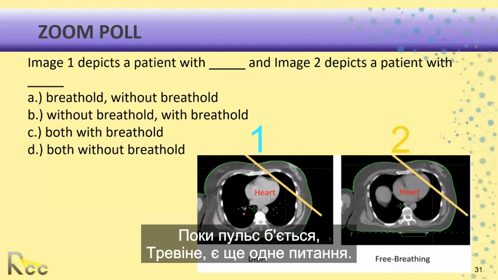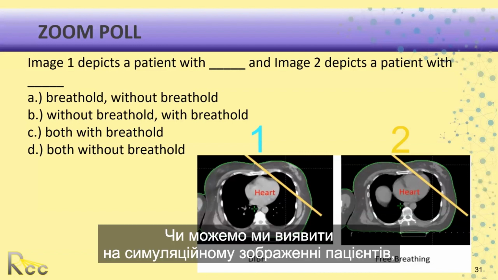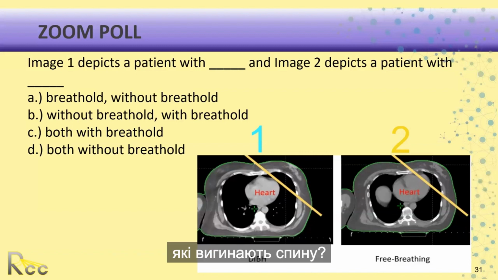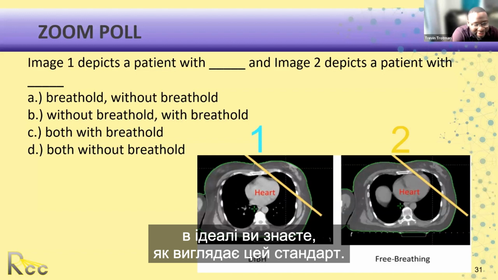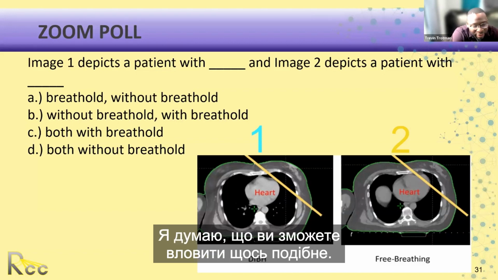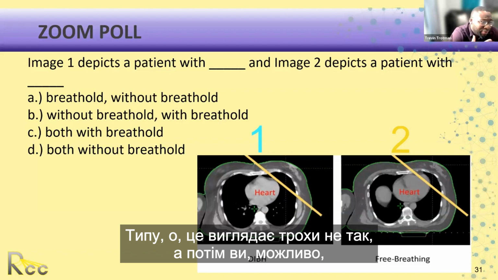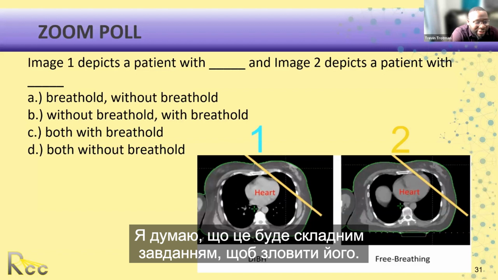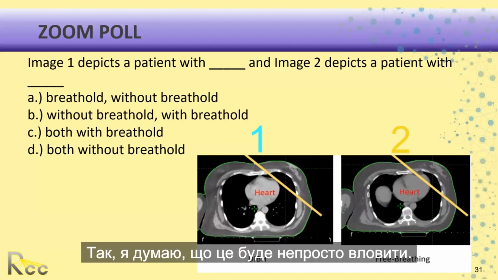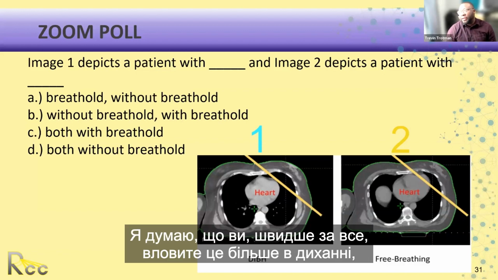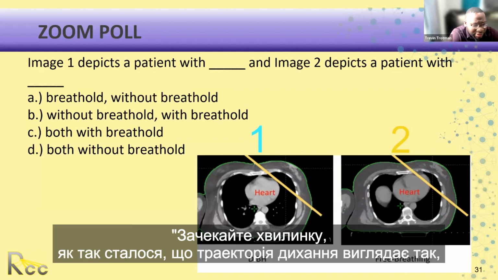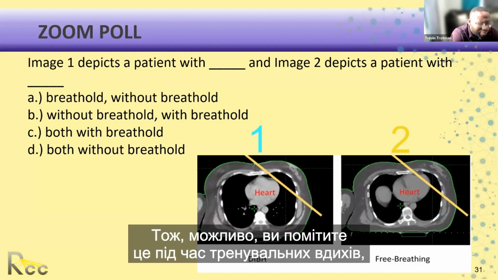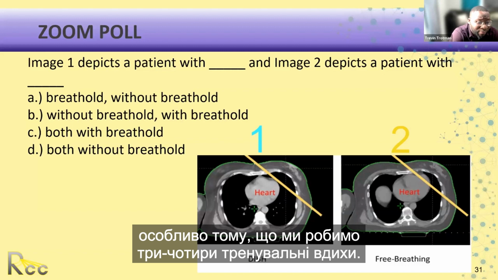So just while the poll's still going, Trevin, there's another question. Is it possible for us to detect patients arching their backs on a simulation image? So I guess during the CT. If you know what the standard looks like, you'll be able to catch something like that: oh, this looks a little off, and then maybe you'll dig into it. I think it'll be a challenge to catch that. You'll probably catch it more in the breathing, not the imaging, because you'll notice, wait a minute, how come the trace looks like this versus that? So maybe you'll catch it there during your practice breaths, especially because we do 3 to 4 practice breaths.